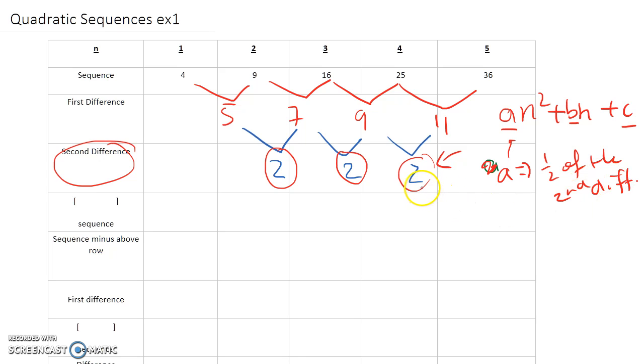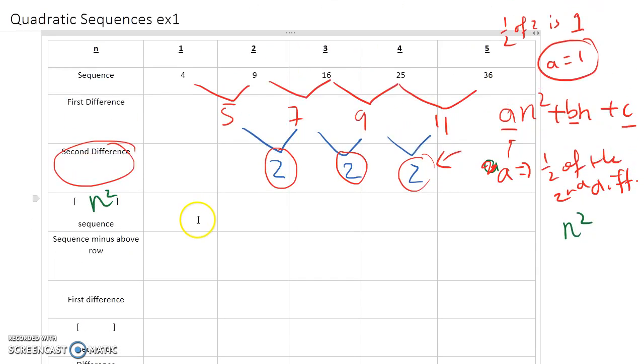Or what's half of the second difference in this case? Half of 2 is 1. So in other words, a is equal to 1. Or in other words, if I look at this particular equation, my equation will start off with n squared. So now I'm going to plug that into here, n squared.